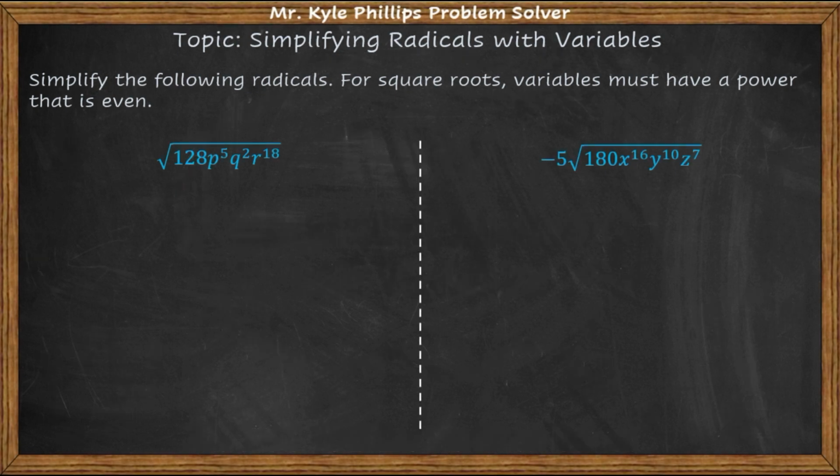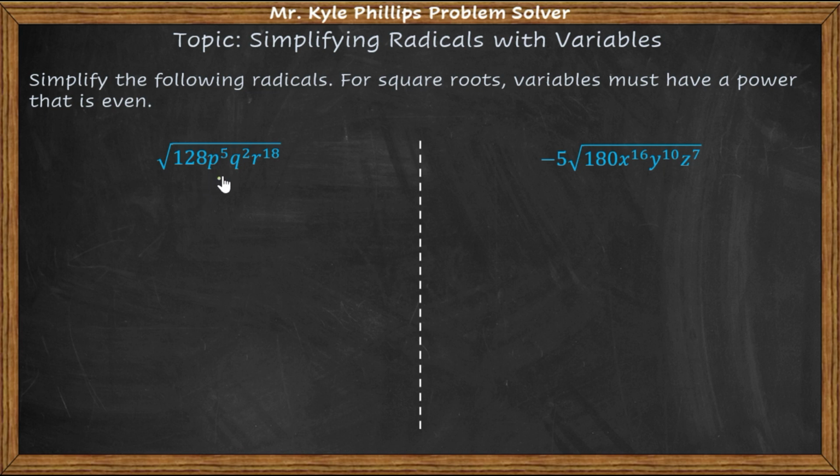Everybody. So in this video, we're talking about simplifying radicals with variables. So for square roots, variables must have a power that is even or that is divisible by 2. If that is not the case, I'll show you what to do. Now, simplifying with the number, we're not going to do anything different. We are still looking for the largest perfect square that can go into 128. And now with variables, we are looking for each variable to be even.